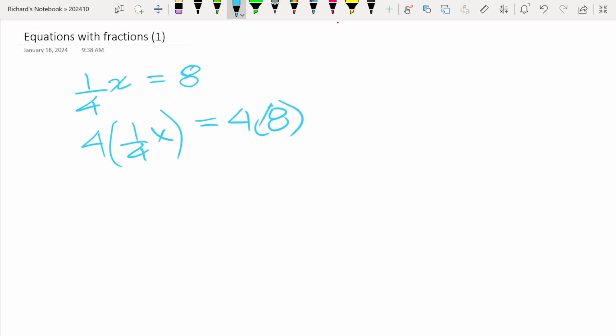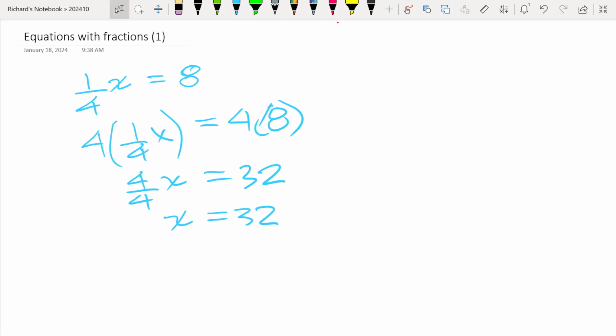The strategy is to eliminate the fraction. What I'm doing is scaling both sides of the equation up, maintaining equality. 4 times 1/4 is 4/4, so that's 4/4 x equals 4 times 8, which is 32. 4/4 is the same thing as 1. Anything divided by itself is 1. So this just becomes 1x, or in other words, x. So x is equal to 32.